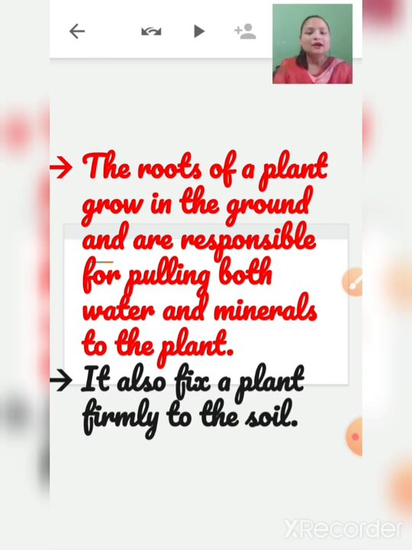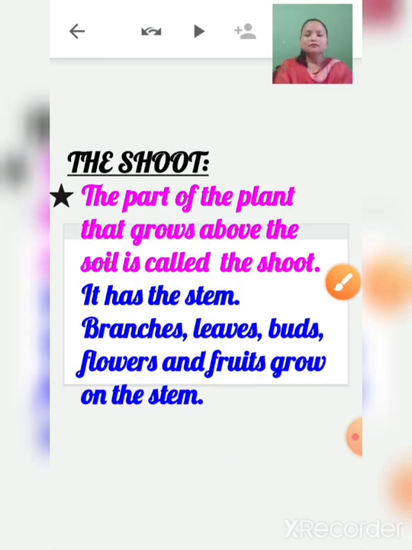So the roots of a plant grow in the ground, as you all know. And what is the work of root? They are responsible for pulling both water and minerals to the plant. First they go deep down, and they absorb water and minerals for the plant. They also fix a plant firmly to the soil. Firmly means stable, strong. Now root is done.